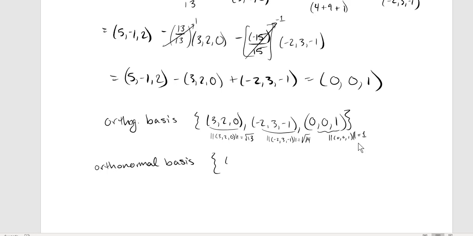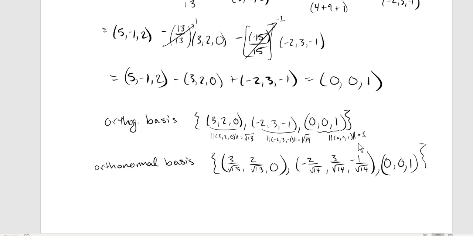So divide that first vector by root 13 in every component. The second one by root 14 in every component. And the last one is already a unit vector. I don't need to do anything to that last one. Divide it by 1 if you want, but you don't even have to write that. Here is our orthonormal basis.